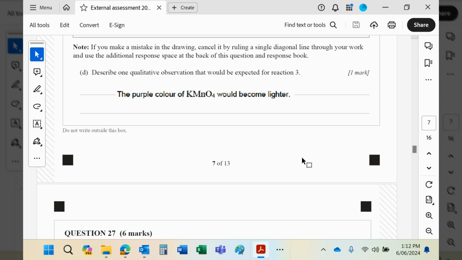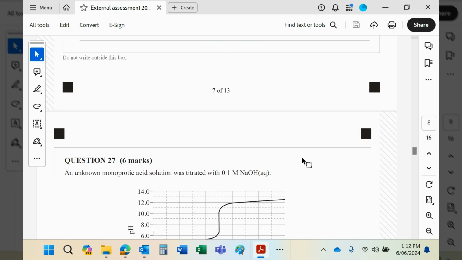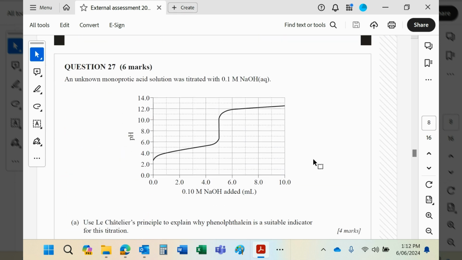So we've just done the organic question. Question 27 is clearly involving a titration. An unknown monoprotic acid is titrated with 0.1 mole per liter NaOH. This will be a 1-to-1 ratio if we need it later because the acid is monoprotic and the base is monobasic. Now you'll notice it starts with a pH of 3, so it's telling you basically this is a weak acid. If it was a strong acid, it would be down about 1.